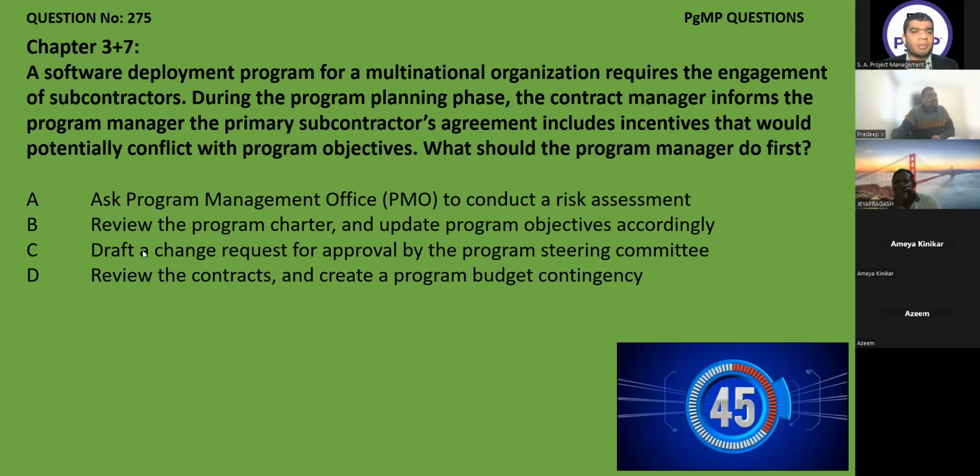Mr. Azim, C would be the next step if he found out that the program charter is reviewed and he updates the program objective, but still he finds out that this is something which he cannot manage by himself and this is triggering another issue. Then only he will issue the change request and proceed for the decision of the steering committee to change something. It will not be the first step.